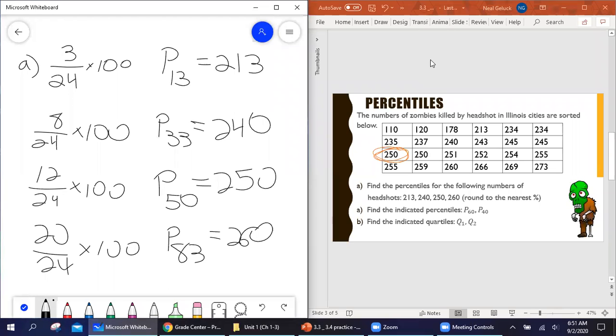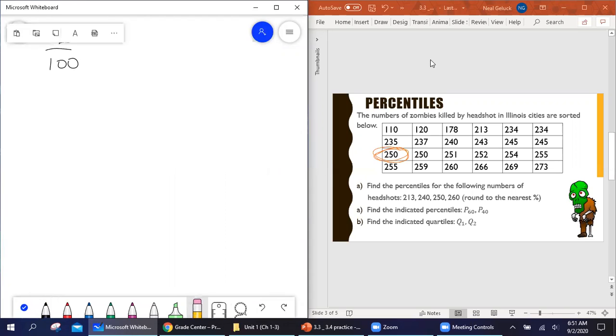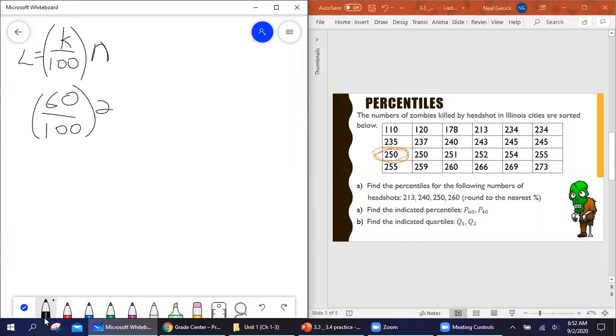For the second letter A, because I messed it up, now we're figuring out the value that corresponds to the percentile. So we're going backwards. So this is going to be using that L over 100, excuse me, K over 100. L is K over 100, and then multiplied by your number of values. So for P60, that's going to be 60 over 100 times 24.